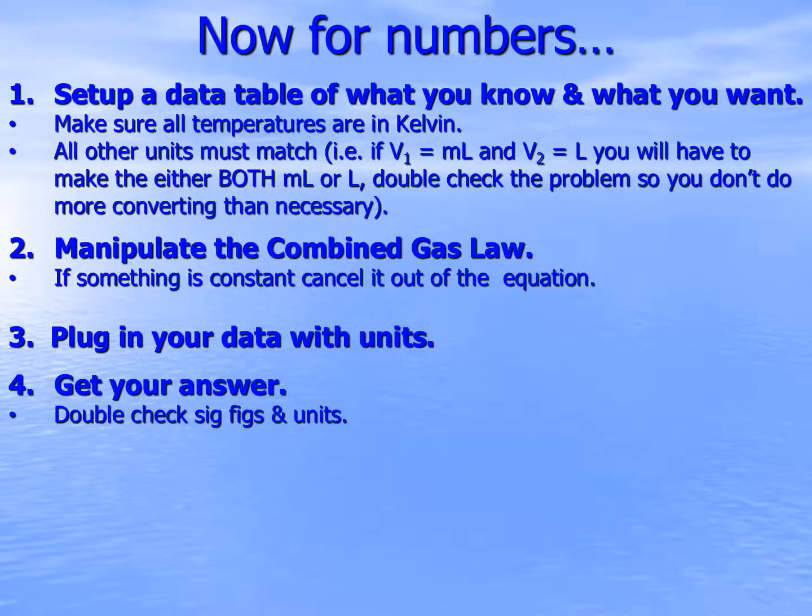So first of all, put down what you know. If your temperatures are in Celsius, make sure they change to kelvins. All your other units need to match. In other words, if V1 is in milliliters and V2 is in liters, you want to convert them so they're both the same unit. So just make sure all your units match. They're in the same unit on both sides of the equation.